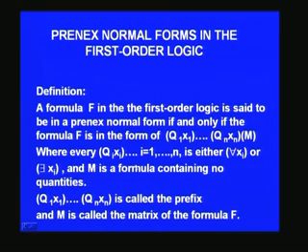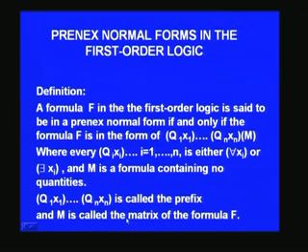So, every qi xi is of the form for all of xi or there exists xi. q1 represents a quantifier for x1, q2 represents a quantifier for x2 and so on. It can be the universal quantifier for all or the existential quantifier there exists. And the rest of the formula is given in M, and M is a formula containing no quantifiers. Now, q1 x1, q2 x2 etc. is called the prefix of the formula, and M is called the matrix of the formula.